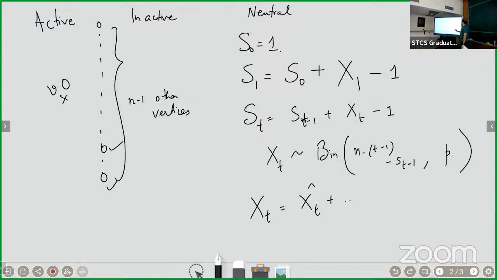So let's call it 1. The same X_t should be binomial, with parameters n minus k minus... t minus 1 plus h_{t-1} minus k. Is everybody with me? What is the X_t hat distribution? It is the n minus k component.